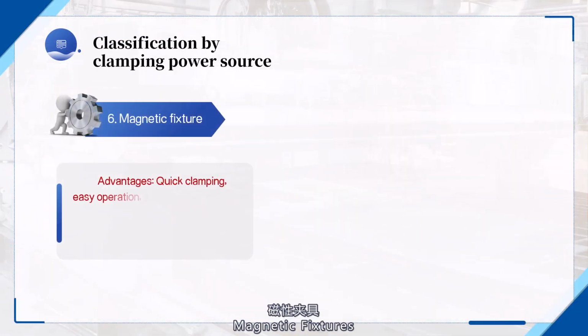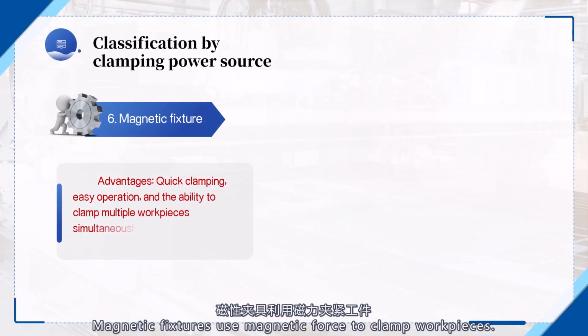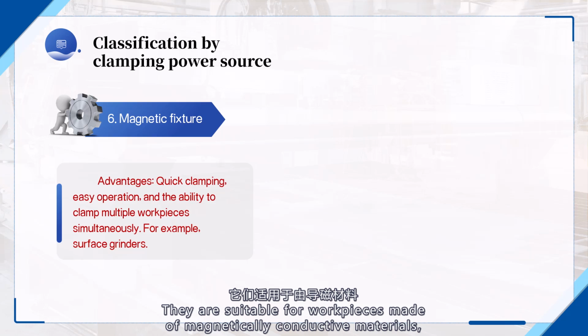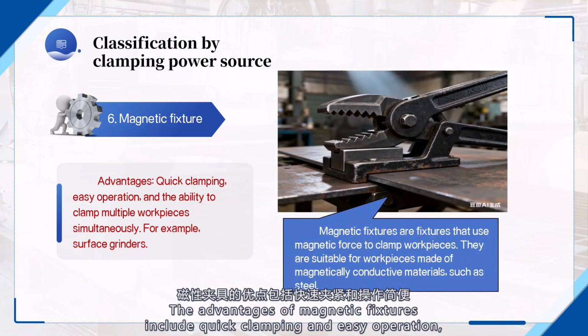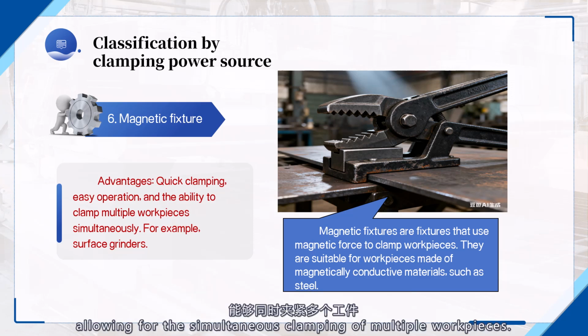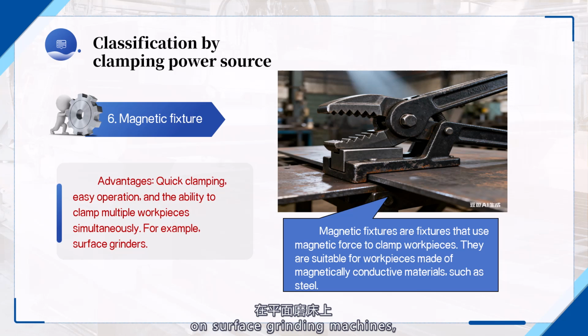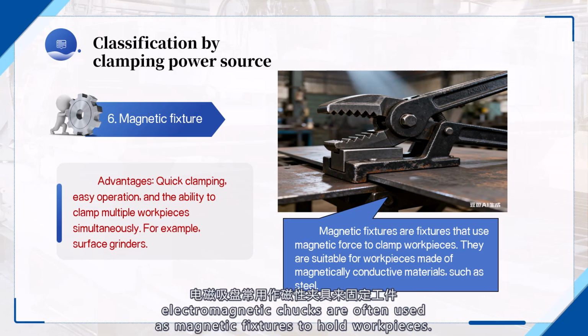Magnetic fixtures. Magnetic fixtures use magnetic force to clamp workpieces. They are suitable for workpieces made of magnetically conductive materials, such as steel. The advantages of magnetic fixtures include quick clamping and easy operation, allowing for the simultaneous clamping of multiple workpieces. For example, on surface grinding machines, electromagnetic chucks are often used as magnetic fixtures to hold workpieces.